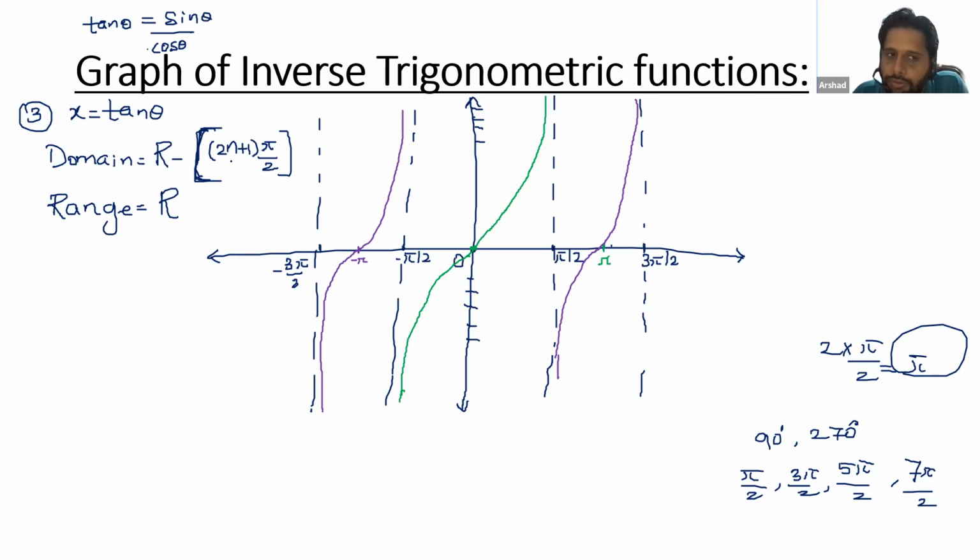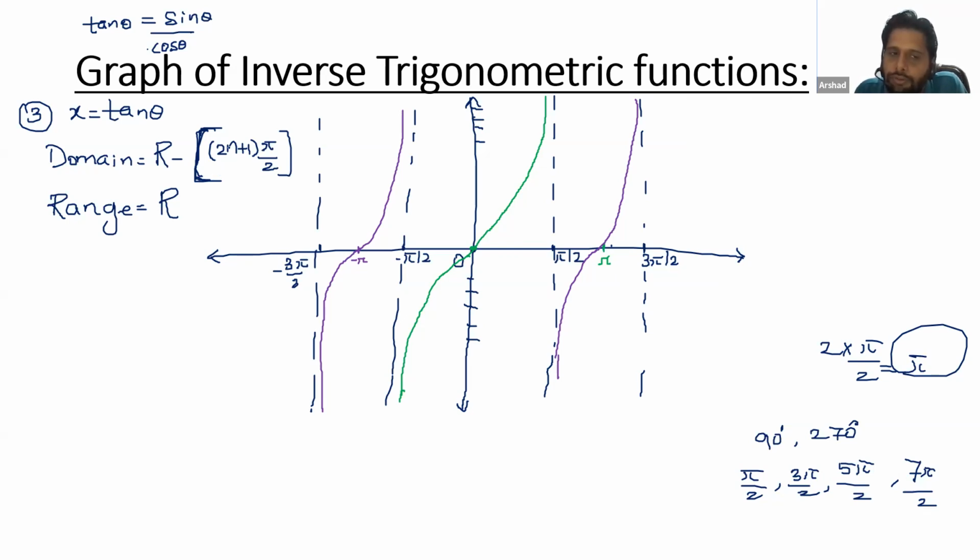Is this clear? So sir, what do we have to put in place of n? Any integer. You can put any integer: 0, 1, 2, 3, minus 2, minus 3, any integer, not a decimal or fraction.